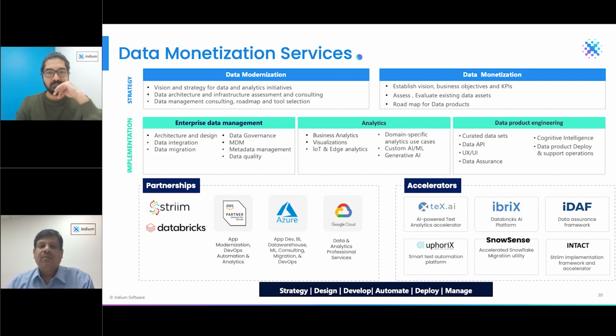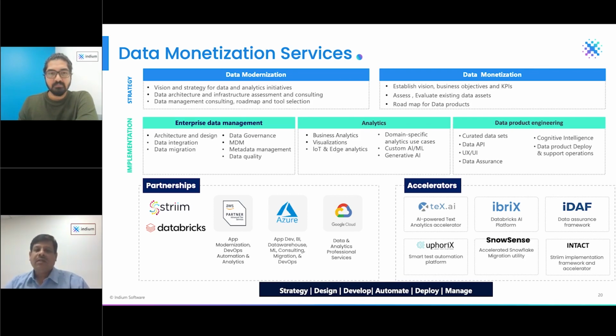Second is with respect to the data monetization related strategy itself. If you already have a platform, how do you establish a vision and then try to align this to business objectives and the KPIs, assess and evaluate the existing data assets, which is important for any kind of monetization journey, and then finally laying out the roadmap that is required for your data products, which is essentially the part of the data monetization. So that is on the strategy part of it.